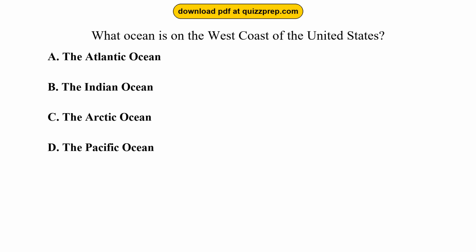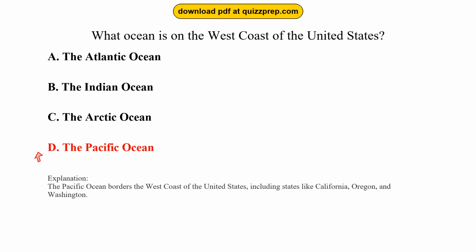Question 46. What ocean is on the west coast of the United States? Option A, the Atlantic Ocean. Option B, the Indian Ocean. Option C, the Arctic Ocean. Option D, the Pacific Ocean. The correct answer is option D, the Pacific Ocean. The Pacific Ocean borders the west coast of the United States, including states like California, Oregon, and Washington.